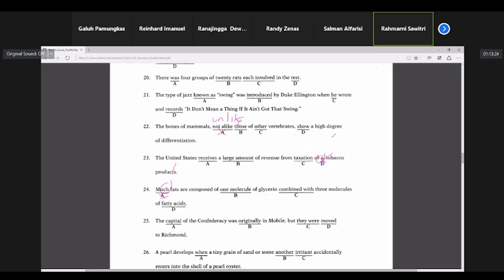Then 25 we have Wibi Surya. Wibi Surya? Okay, not here. What about Tiara Kalbita? Yes, ma'am. Number 25.